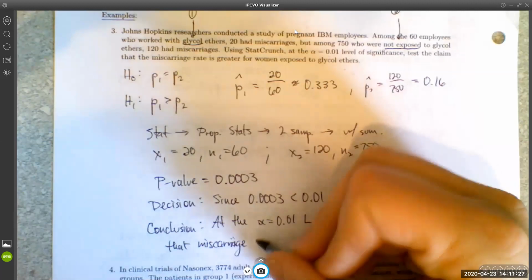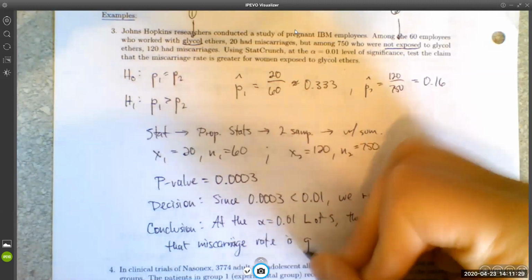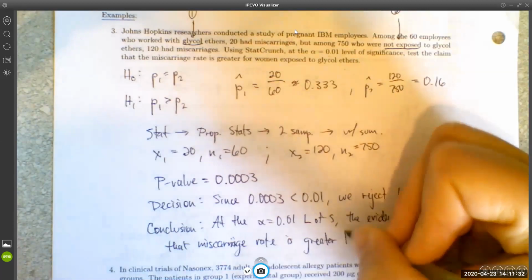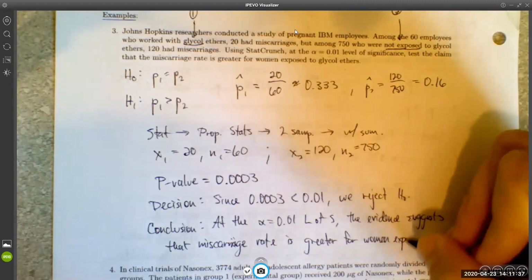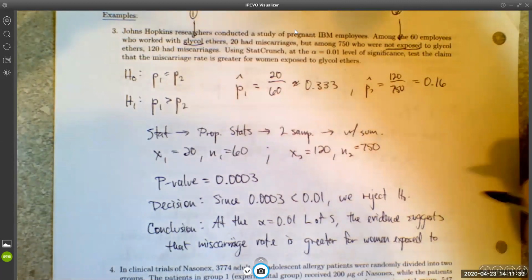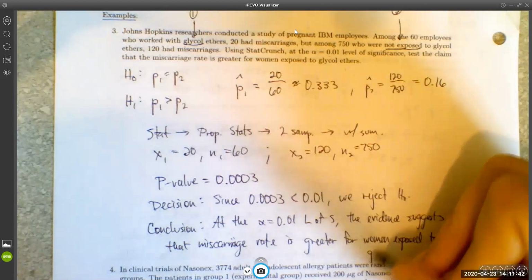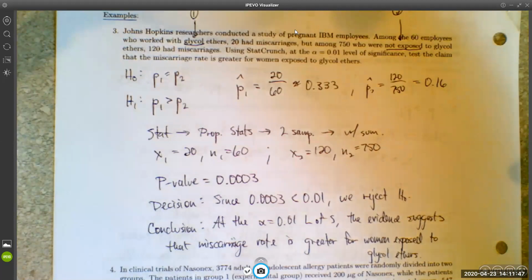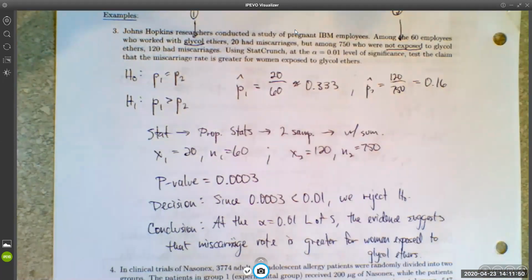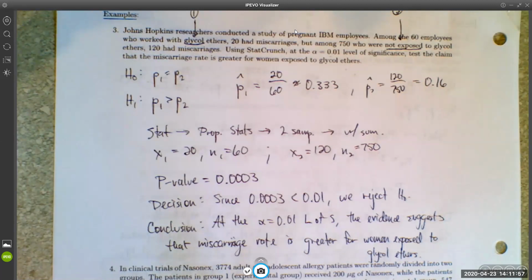Miscarriage rate. Okay, and that's that one. So again, bad news for Johns Hopkins, right? Okay, so that's that. One more, just for good measure.